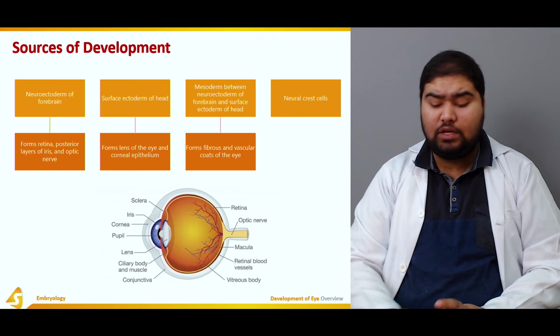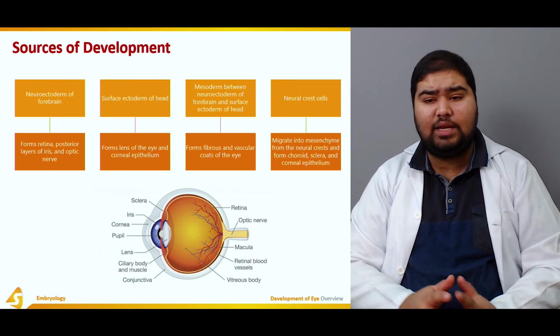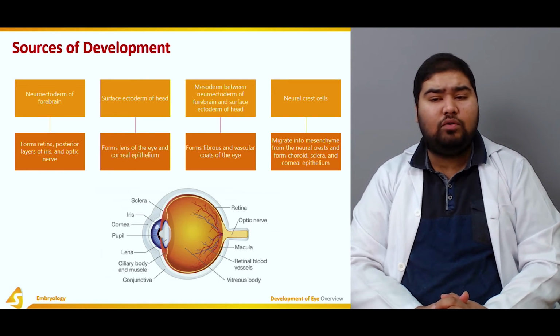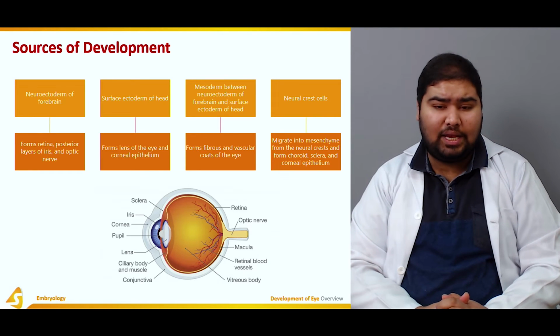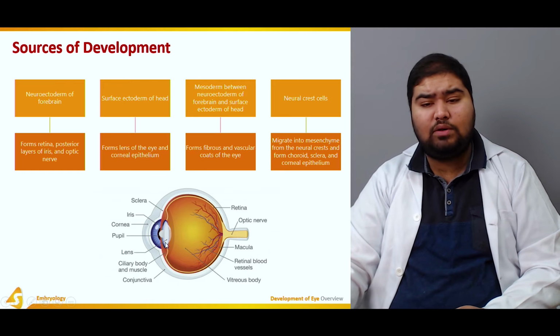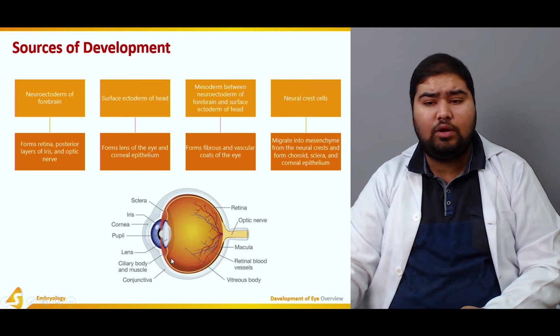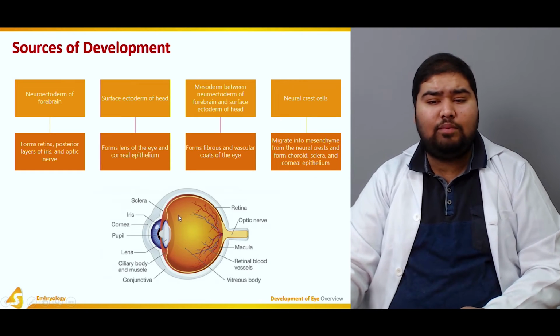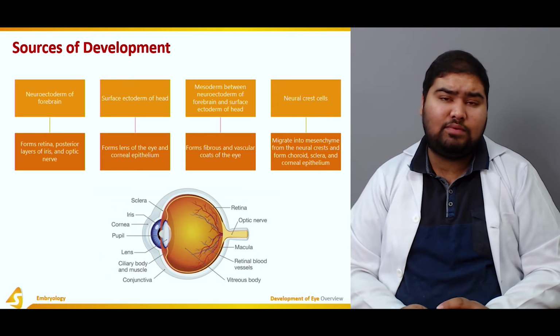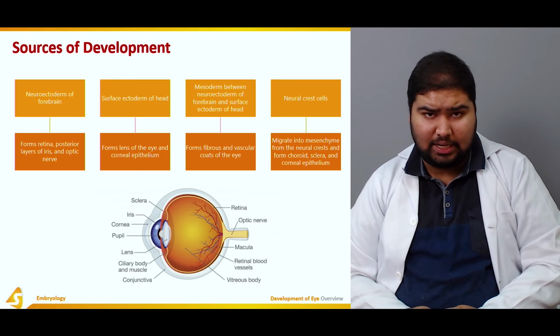And finally, we have the neural crest cells, which migrate into the mesenchyme from the neural crests and form the choroid, the sclera, and the corneal epithelium. So this is the cornea, this is the epithelium of the cornea. The choroid and the sclera are formed. This is the sclera here in white. So all these parts are formed by the neural crest cells, which migrate into the mesenchyme.